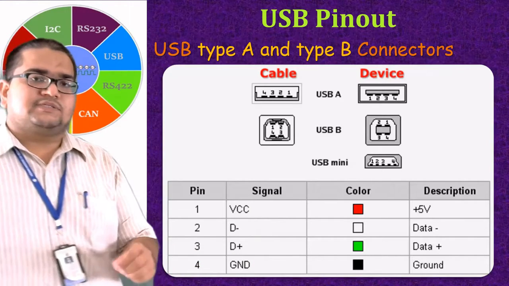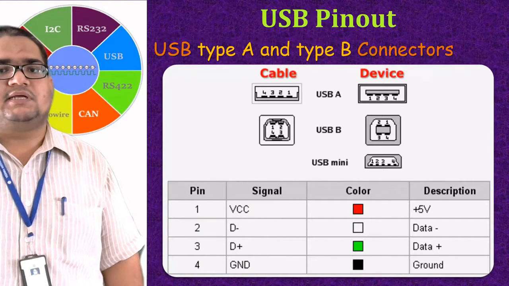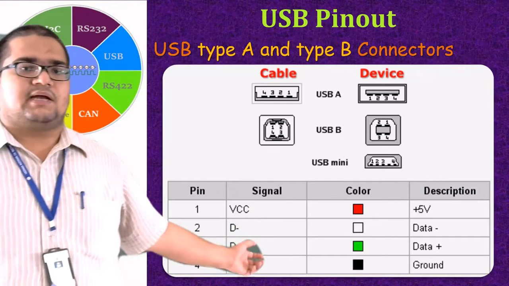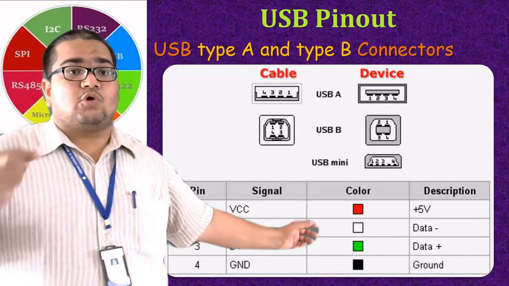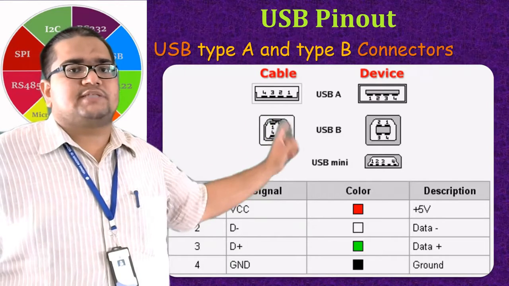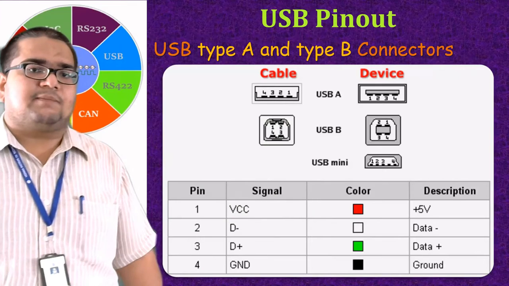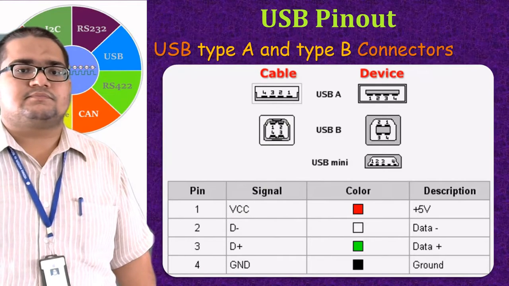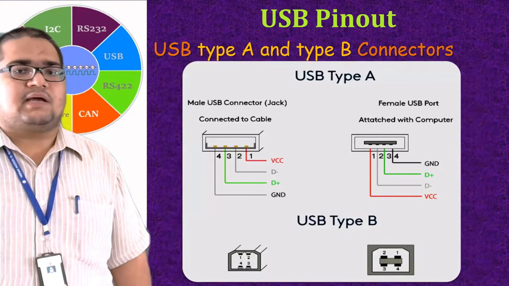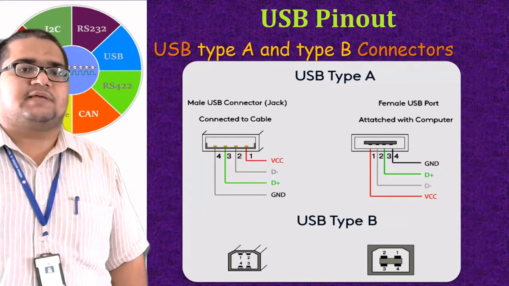To pull the logic to 0 and to make it logic 1, these D minus and D plus lines are used. In general, Type A and Type B connectors will have a color code for the individual lines. So these 1, 2, 3, 4 lines, wires, you can check it out, are coded by different colors: red, white, green, and black. Type A and Type B connectors I have already shown you. These are another way of representing the same thing.